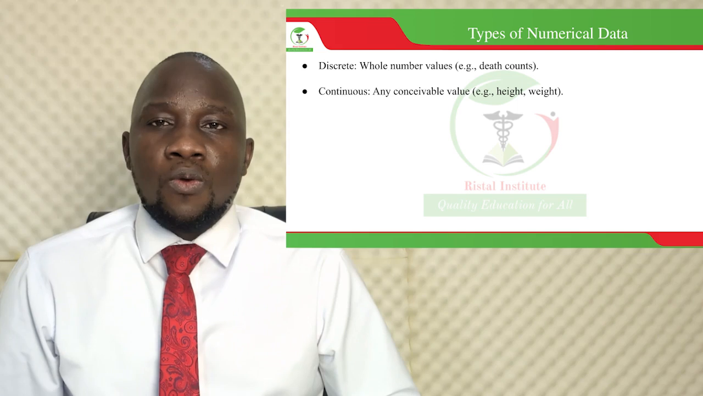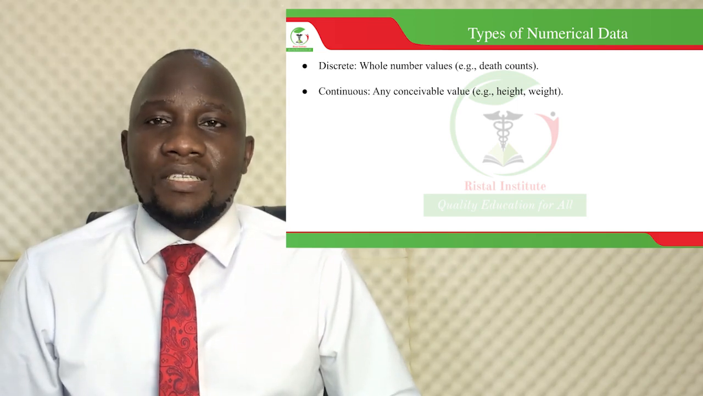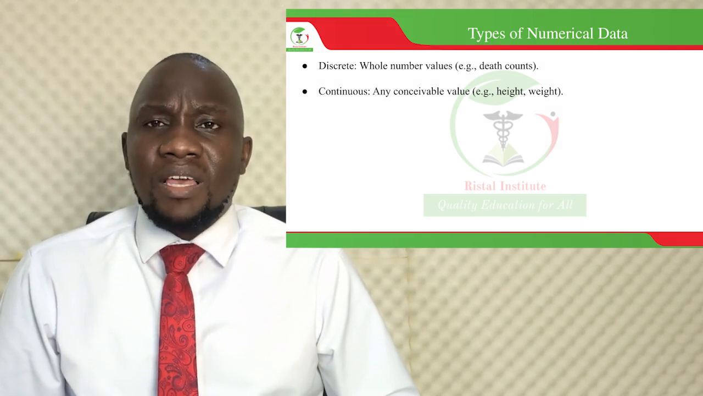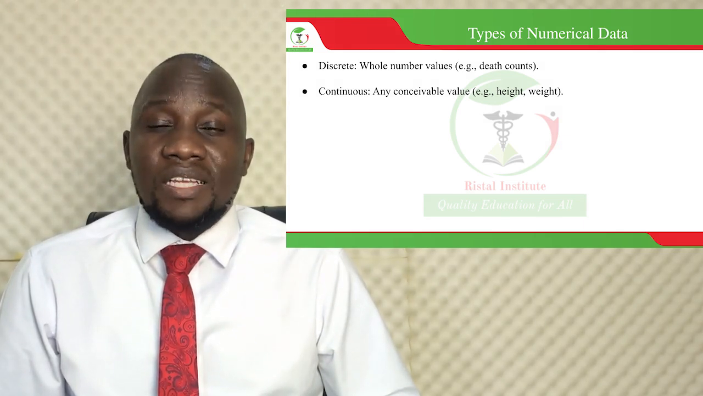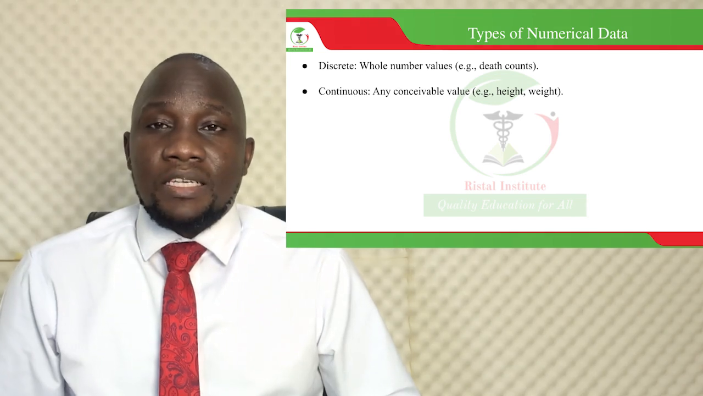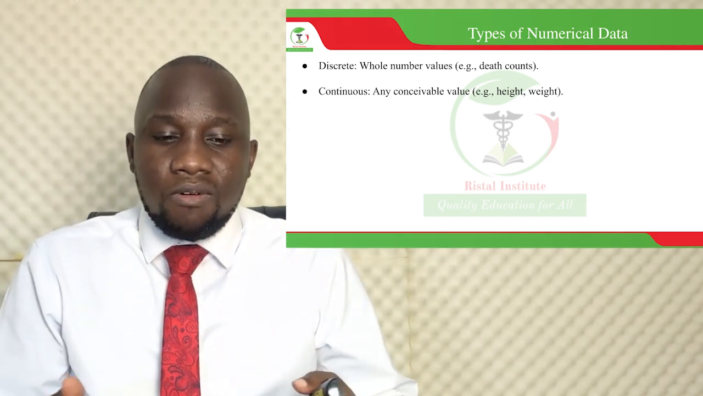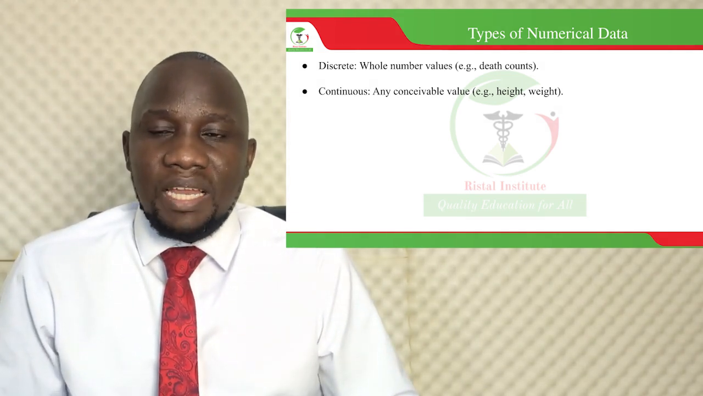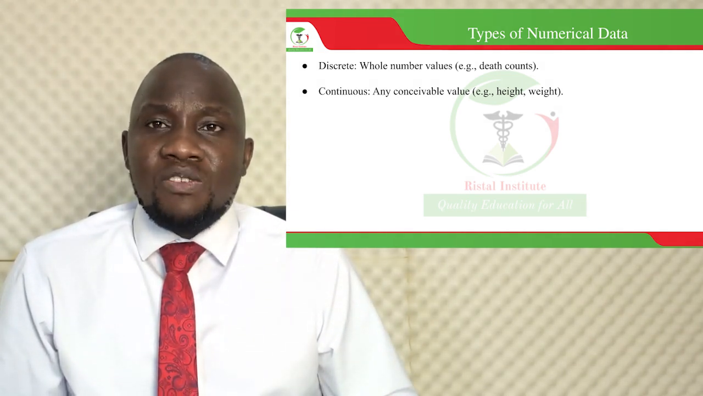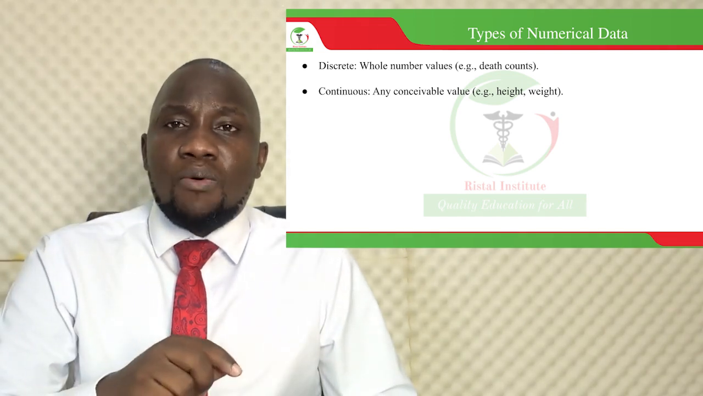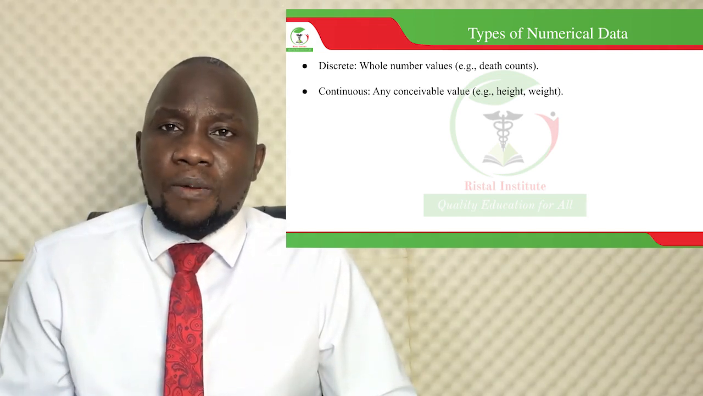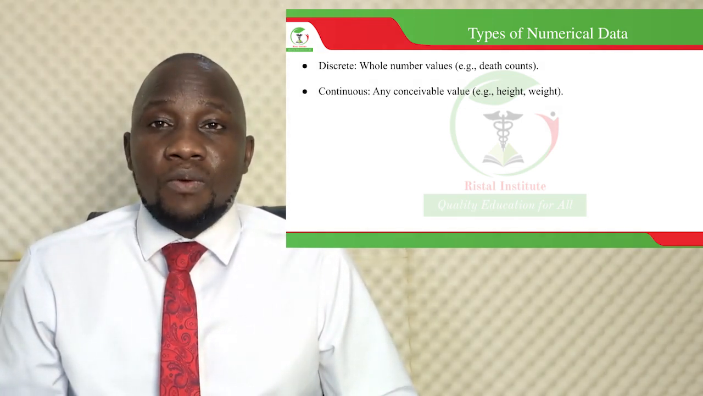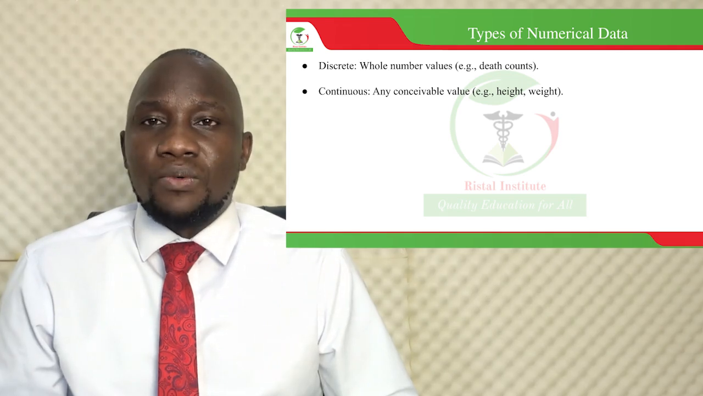If you tell me 1, I will accept it. If you say 1.5, I will accept it. 1.8, I will accept it. If you tell me 100, I will accept it. Any value that is conceivable, that is applicable, that you can use and understand. And usually we use this for continuous. Later on, you will understand what we term as variables. We use this for continuous variables.